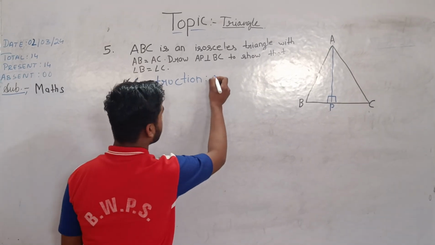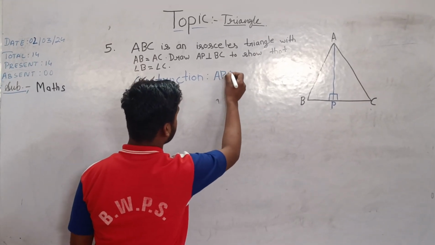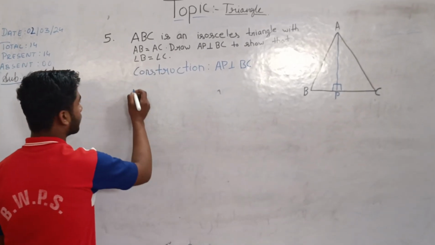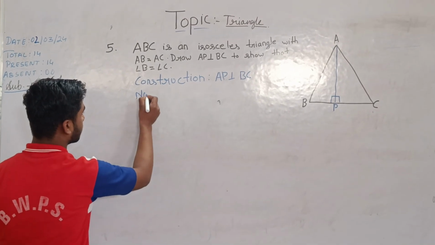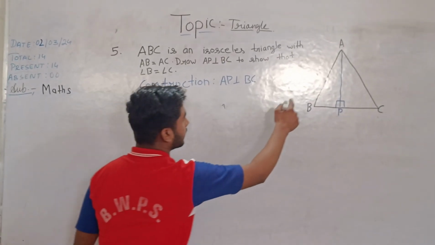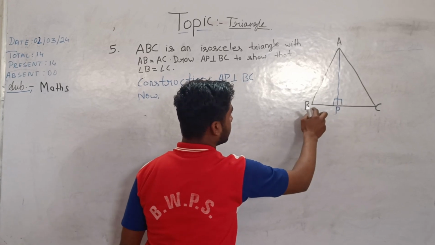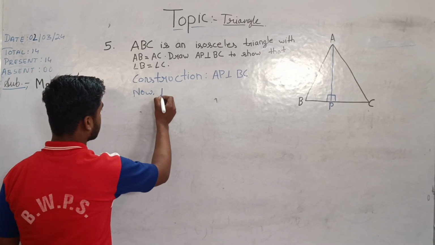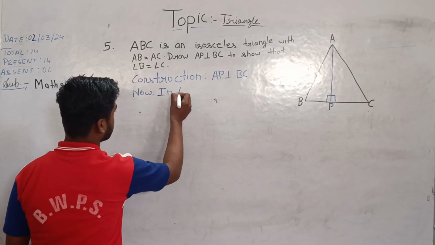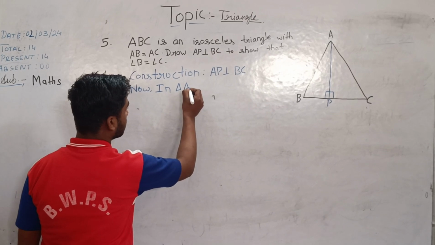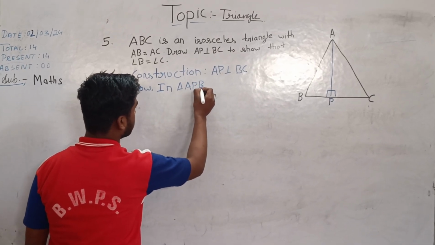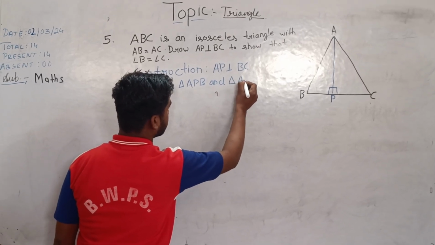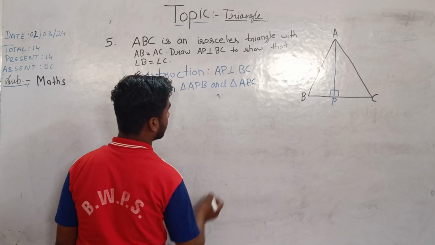Construction: AP perpendicular to BC. So now, in triangle APB and triangle APC.